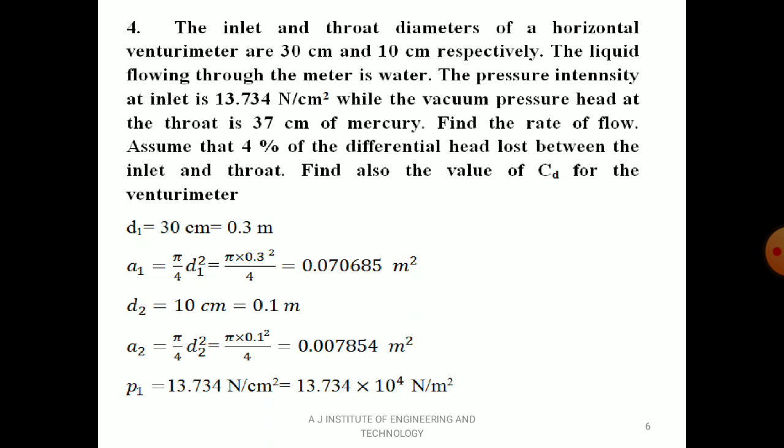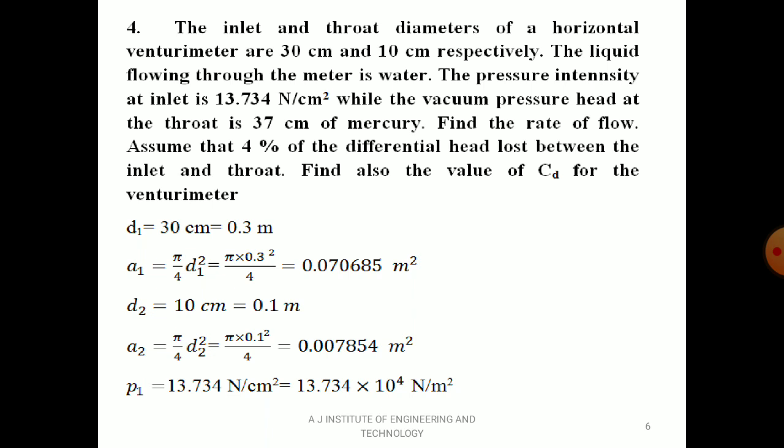0.007854 meter square. And P1 is given in the problem as 13.734 Newton per centimeter square. You are supposed to convert to Newton per meter square, the SI unit of pressure. So 13.734 into 10 to the power 4 is the conversion factor for converting from Newton per centimeter square to Newton per meter square. P1 is 13.734 into 10 to the power 4 Newton per meter square.